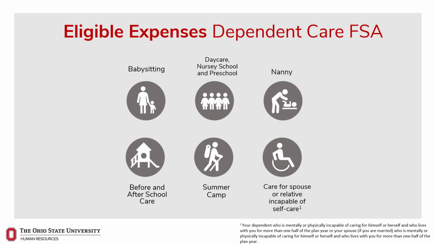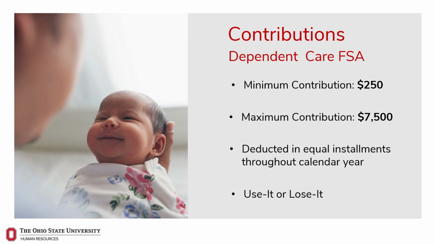Examples of eligible dependent care FSA expenses include daycare, nursery school and preschools, babysitting and nanny expenses, before school and after school care, and summer day camps, as well as care for your spouse or relative who is incapable of self care and lives in your home. Dependent care FSA contributions can range from $250 to the plan maximum each year.